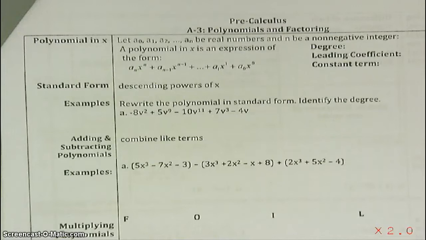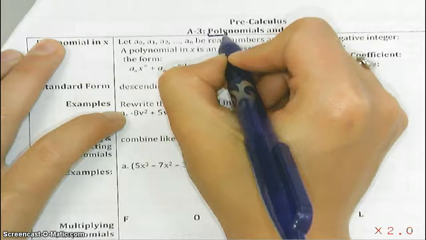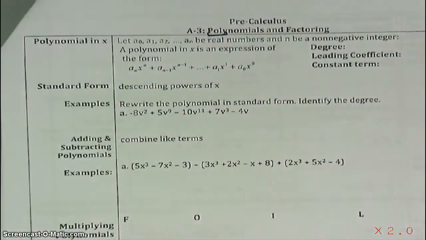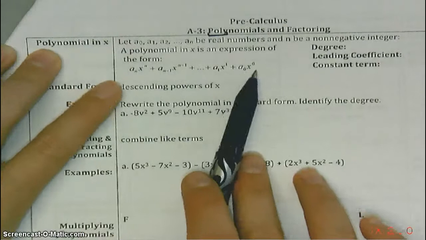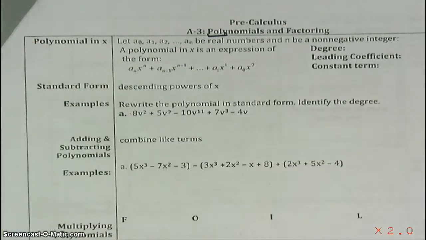So just to go over what a polynomial is: poly meaning many, nomial meaning numbers, so we're going to have many numbered terms. Here's just a standard format of a polynomial. It looks a lot more mathy than regular, you know, we have all the letters, no numbers.